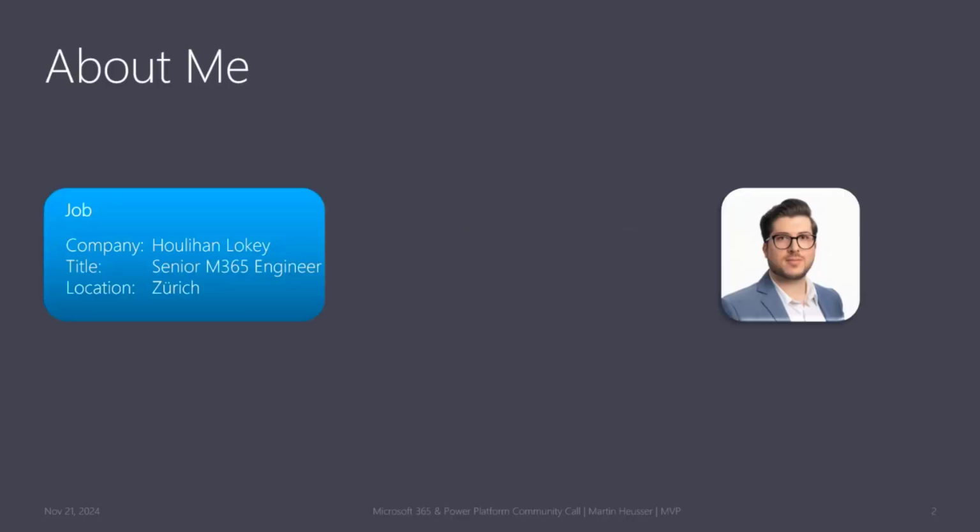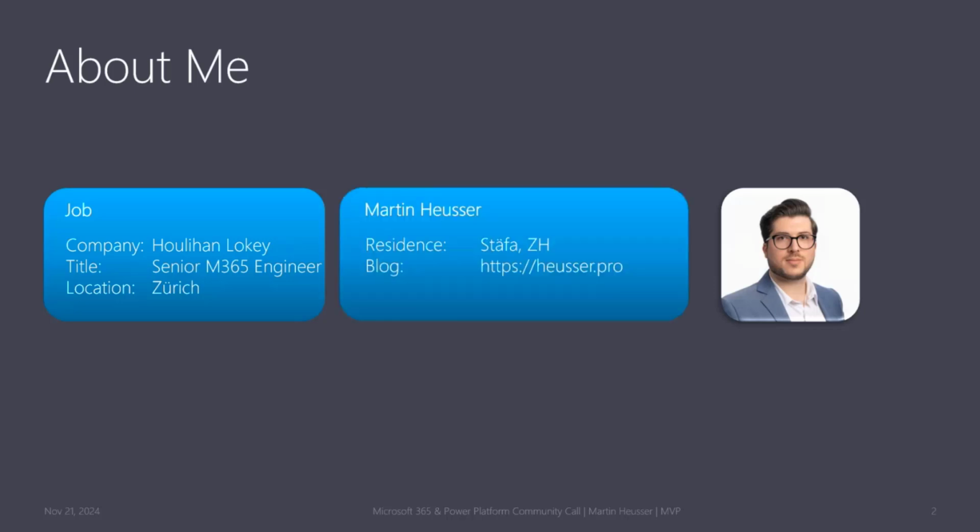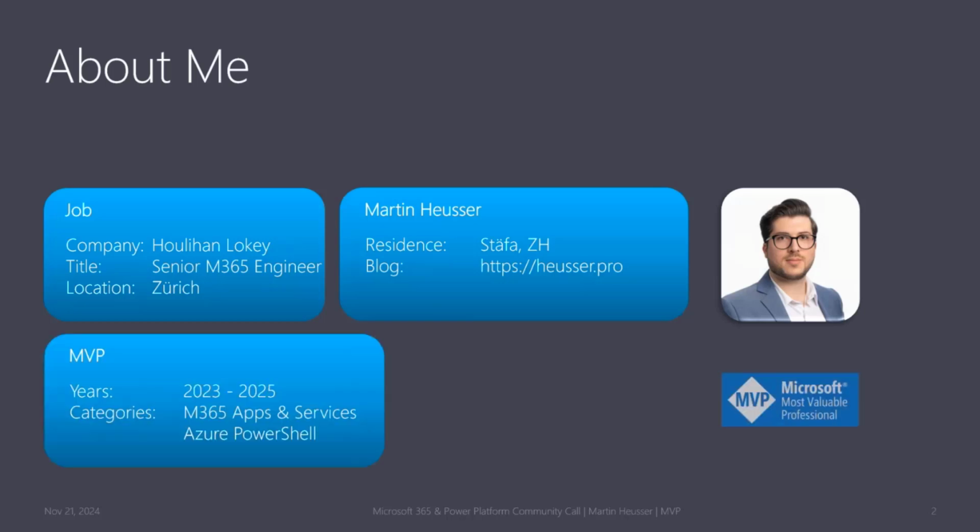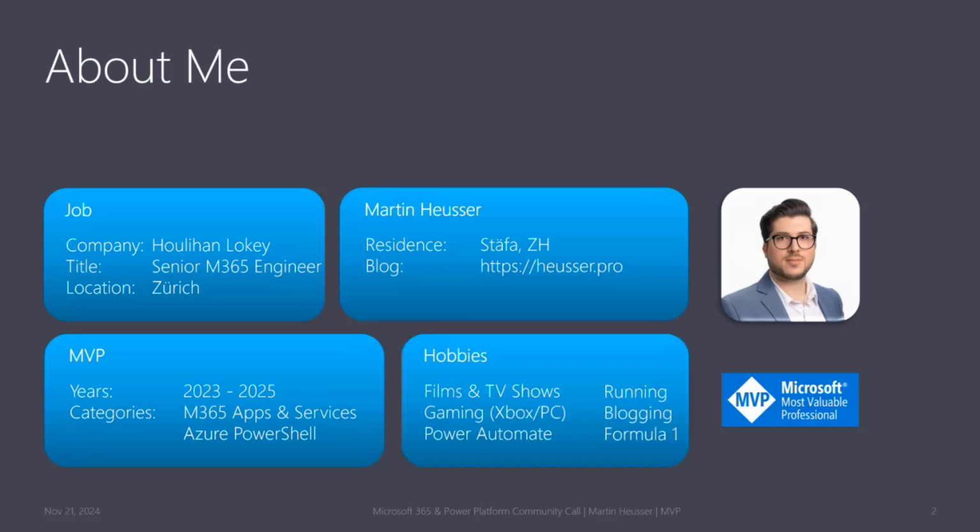Very quickly about me, I work for Julian Loki as a senior Microsoft 365 engineer. I'm based in Zurich. I live in Staffa, which is very near to Zurich. I'm an MVP in Microsoft 365 apps and services, obviously for Teams, and since this year also for Azure PowerShell. When I'm not working, I like to enjoy TV shows, playing games, and tinker around with Power Automate. I'm not doing too much with that at my day job, but it has become a hobby of mine. I also like to blog, running, and I follow Formula One very closely.